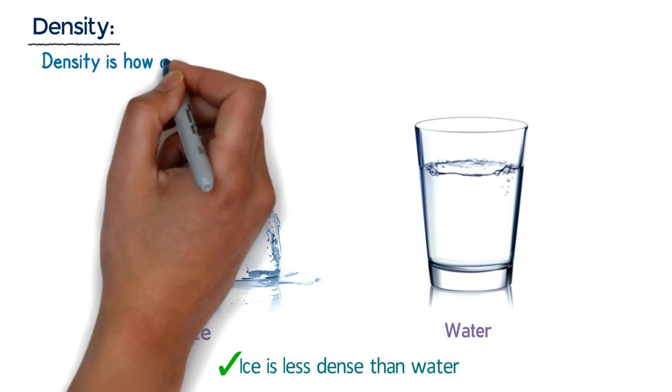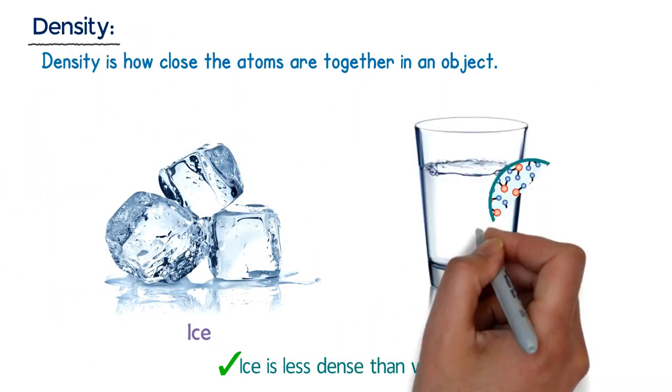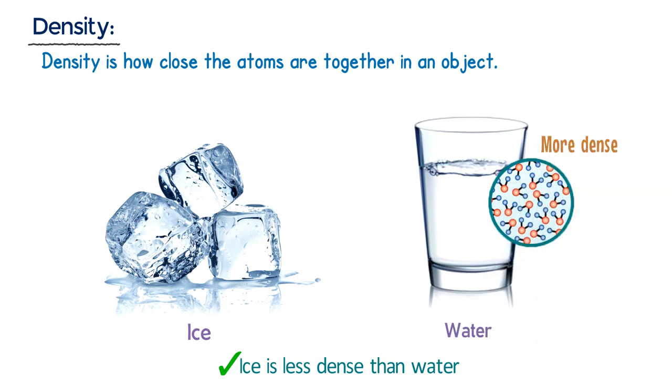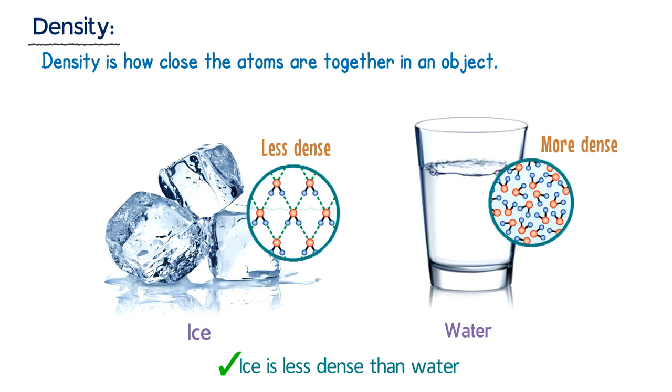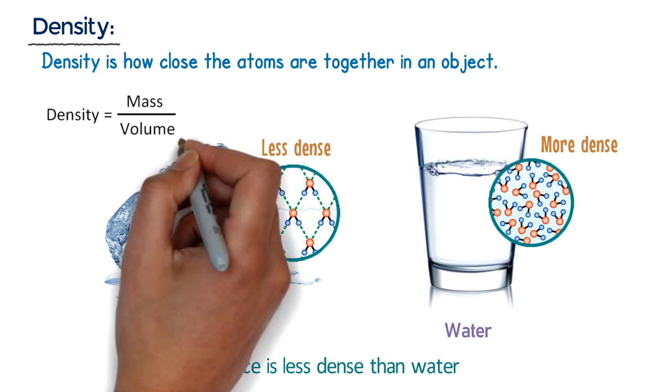Density is how close the atoms are together in an object. The closer the atoms, the more dense the object. The further apart the atoms are from each other, the less dense the object. The density of objects can be calculated using a simple formula. Density equals mass divided by volume.